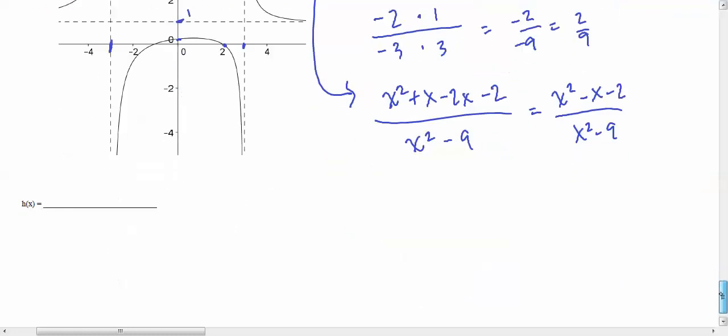If I were to plug this into, compared to my standard form, a would be 1, b would be negative 1, c would be negative 2, d would be 1, e would be 0, and f would be negative 9. The reason e would be 0 is because there's no single x term in the denominator.